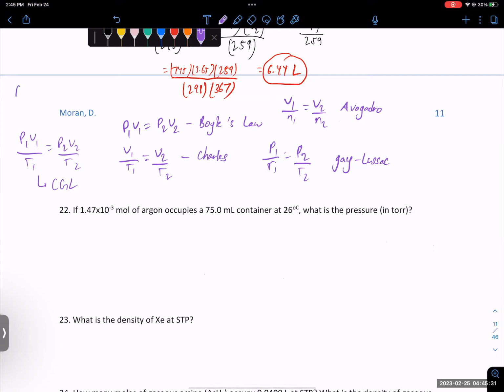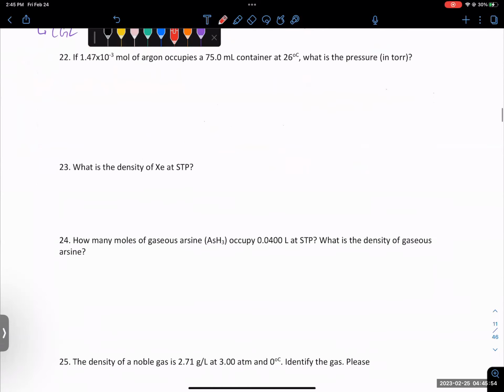And if everything's changing, then you'll just use your regular equation, PV equals nRT. That's the ideal gas equation, the ideal gas law. I can do the next problem. All right, go ahead and try number 22.